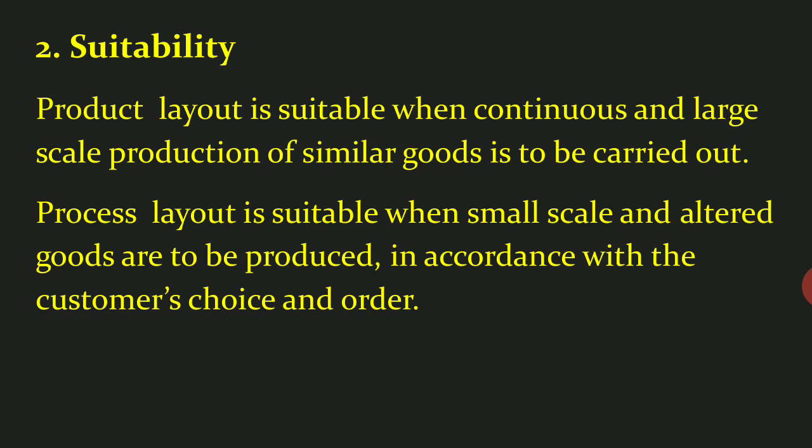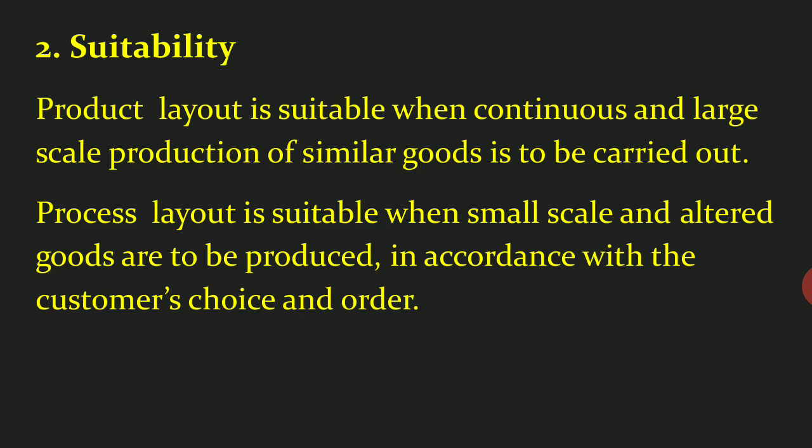Then go to the process layout. How is it different? Process layout is suitable when small scale and altered goods are to be produced in accordance with the customer's choice and order. That means when you want to produce something on a small scale, it is not standardized. So many alterations can be done, and moreover according to the customer's choice. That means it can be customized on one hand, or the order is being placed and you want to carry out job work. At that time, this type of layout is most suitable. That is said to be process layout.